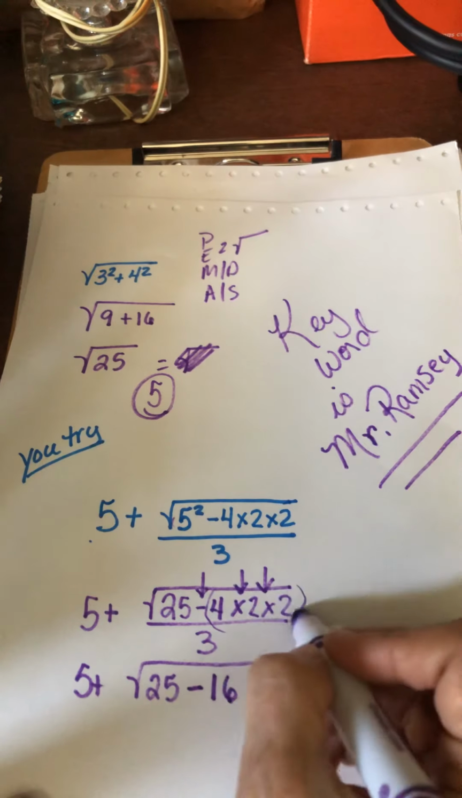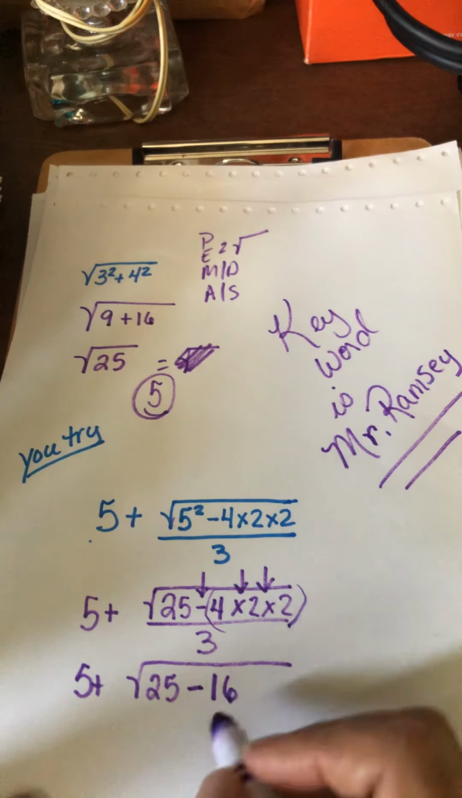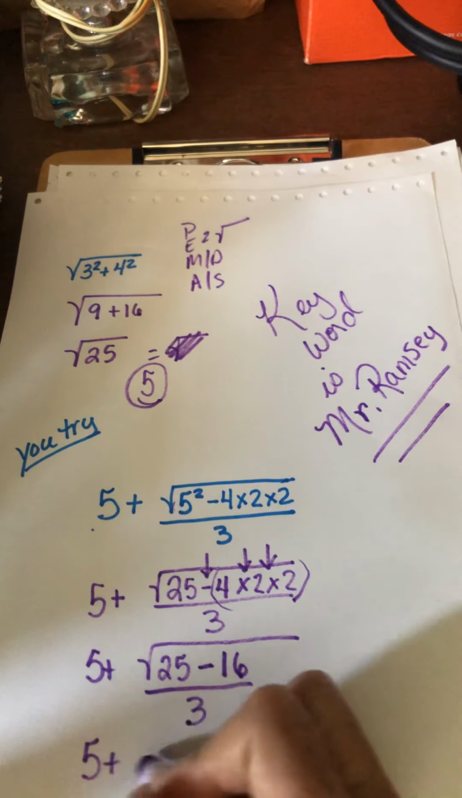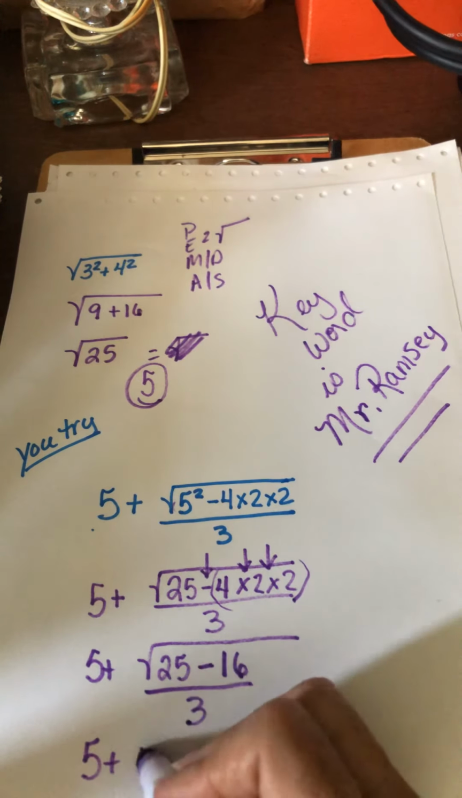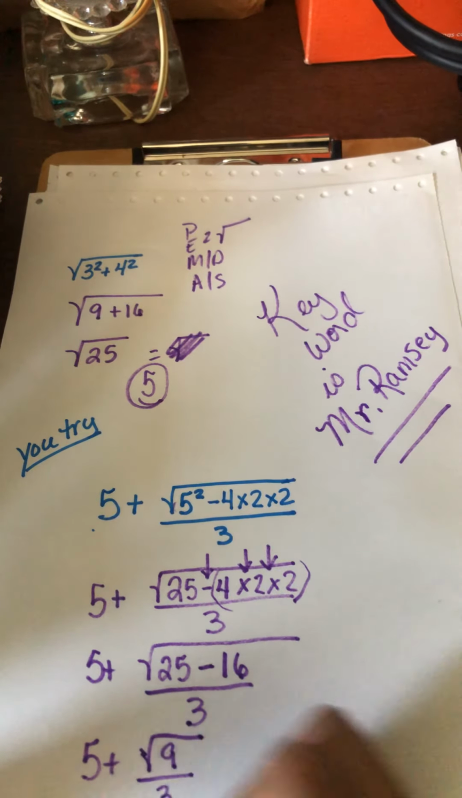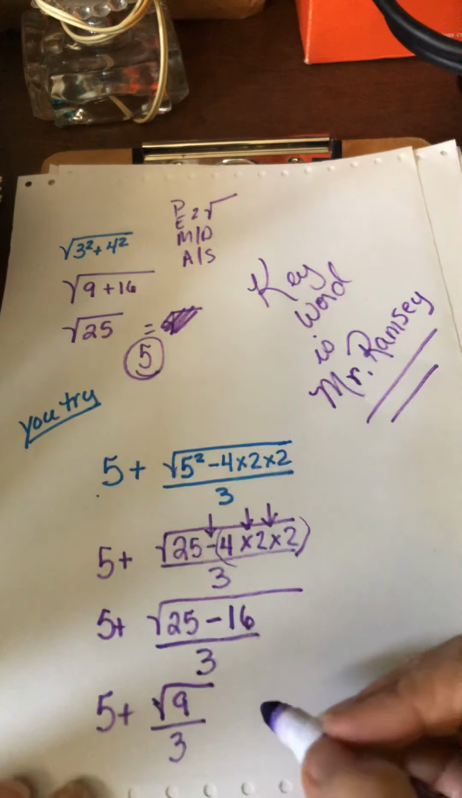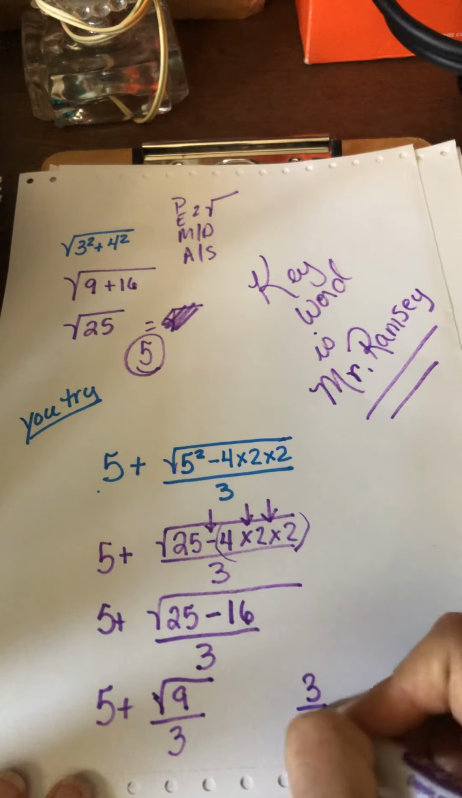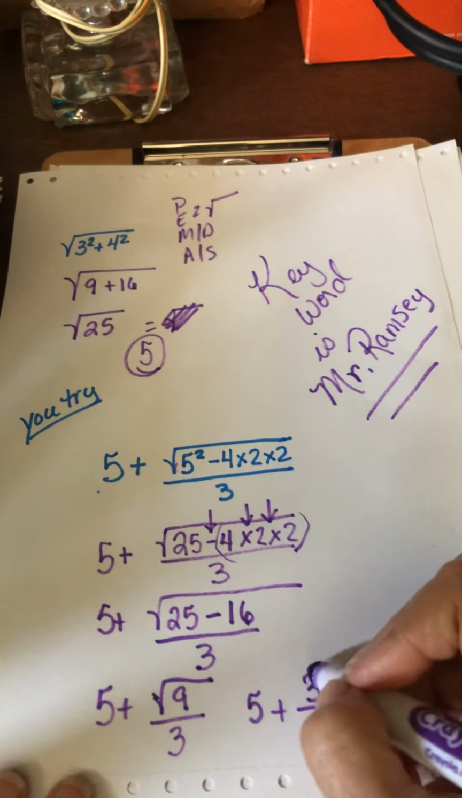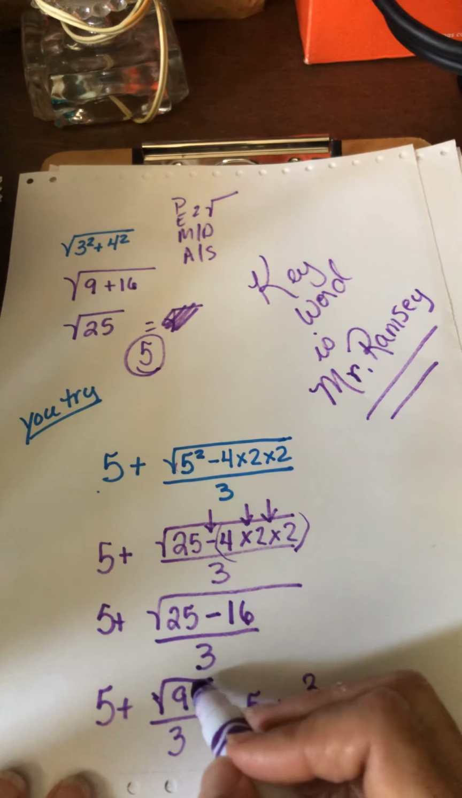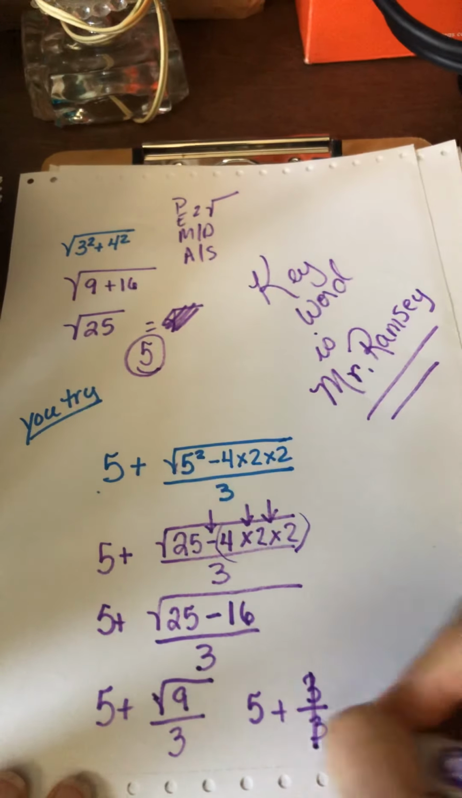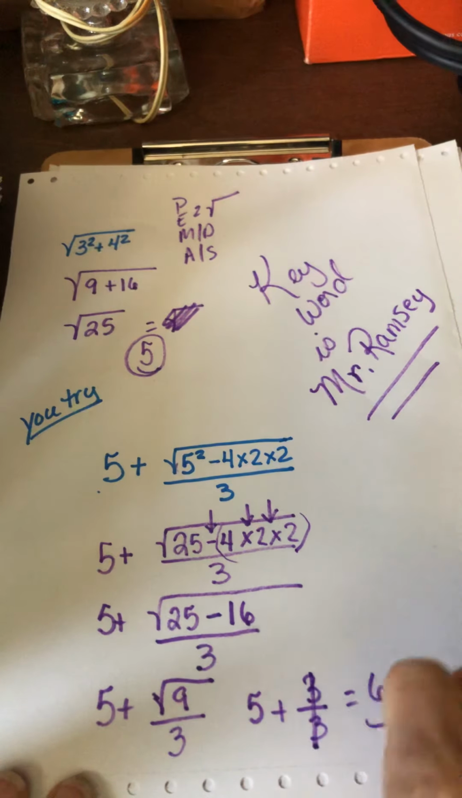If you take this right here and you solve it, you get 16 all over 3. So I still have 5 plus, and then 25 minus 16 is 9. So I need to get the square root of 9 over 3. Well, the square root of 9 is 3 over 3. I kind of went through that fast. The square root of 9, what times what gives me 9? 3. Divided by 3. 3 divided by 3 is 1, so 5 plus 1 is 6.